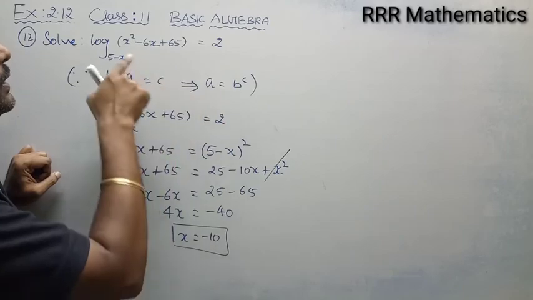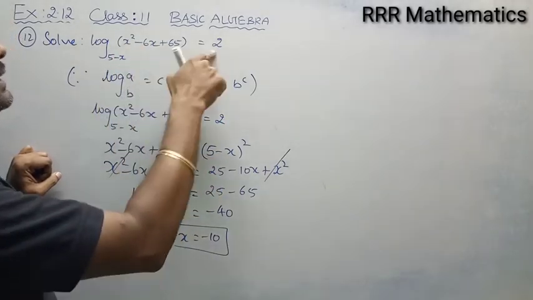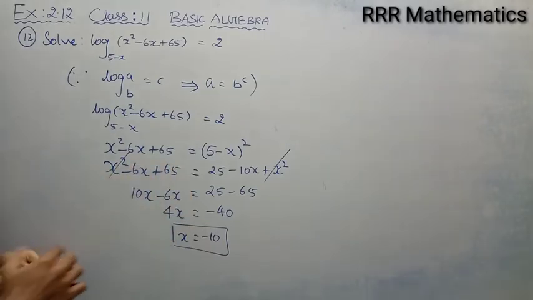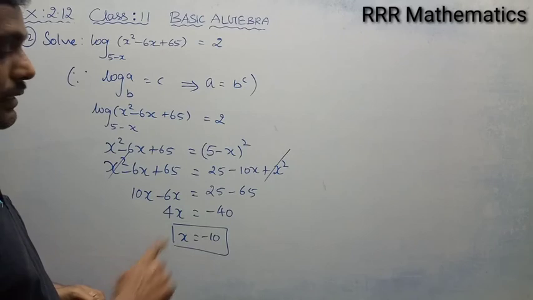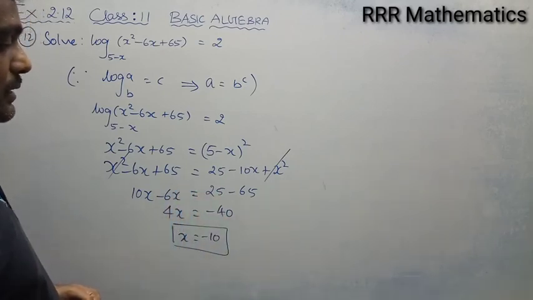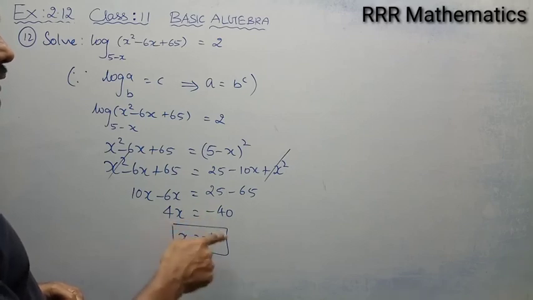Using the logarithmic to exponential property, x square minus 6x plus 65 equal to 5 minus x whole square. Expand the right hand side, bring everything to the left hand side, like x terms on one side and constant numbers on the right hand side. When you simplify, 4x equal to minus 40. When you divide by 4, x equal to minus 10. That's all.